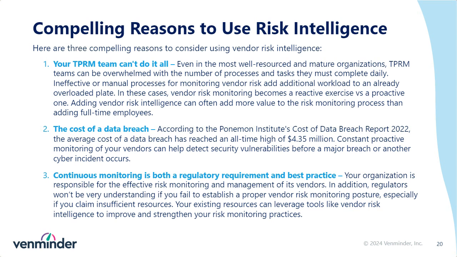The other is the cost of a data breach. According to data that we found from 2022, and there's probably more recent data out there, the average cost of a data breach has reached an all-time high of greater than $4 million. So constant proactive monitoring of your vendors that pose the greatest cyber risk to you is absolutely a must, and using risk intelligence data can help with that. And last but not least, again, continuous monitoring is both a regulatory requirement and a best practice. So find ways to get it done with the most effective resource. And again, using risk intelligence data is a great way to make that happen.